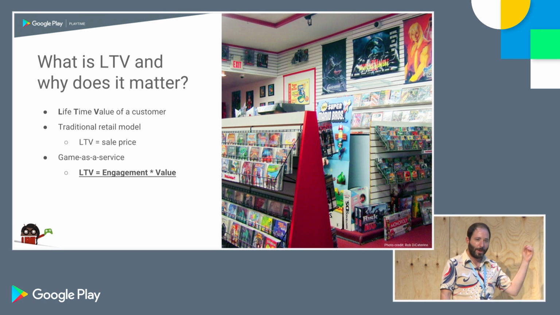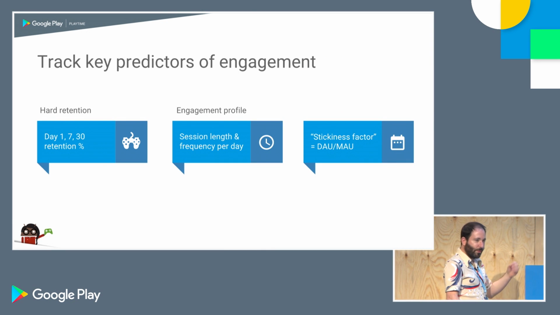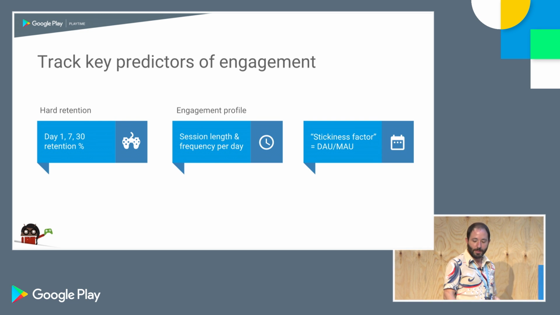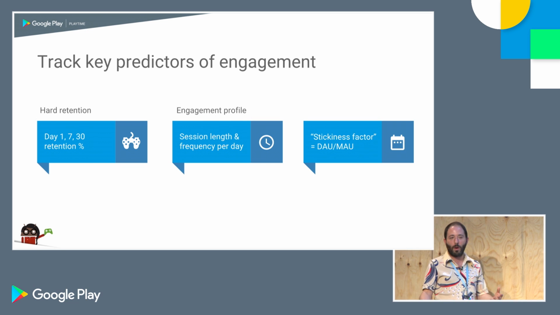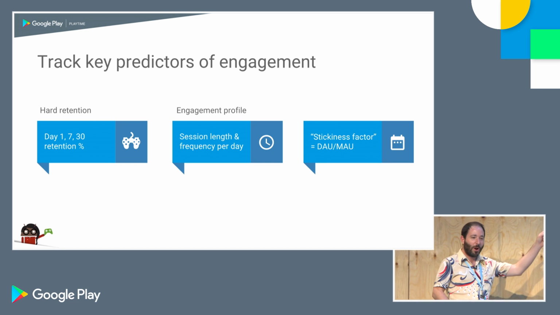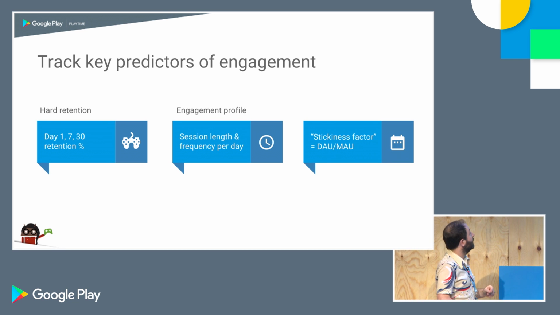So let's think about measuring it first. There's a few ways to measure engagement. There's kind of the traditional ways of session length and sessions per day, and that stickiness factor that you often hear about, daily active users over monthly active users. Hint, that should be at least 15%. But hard retention is one that we look at all the time.